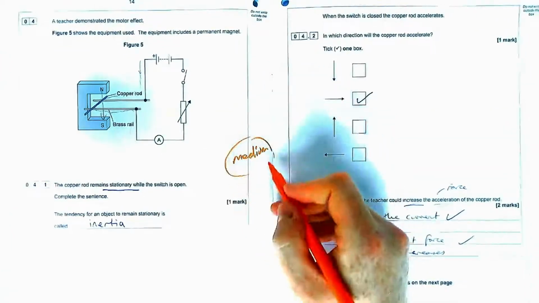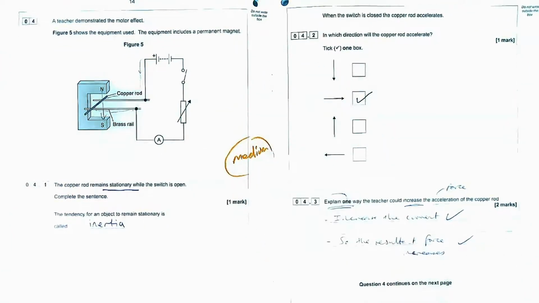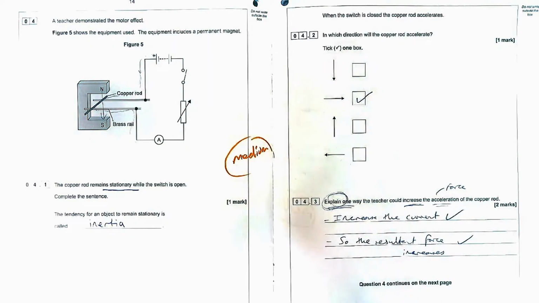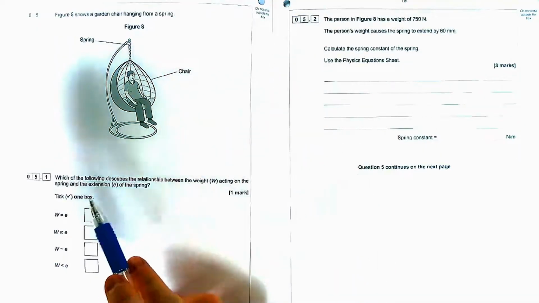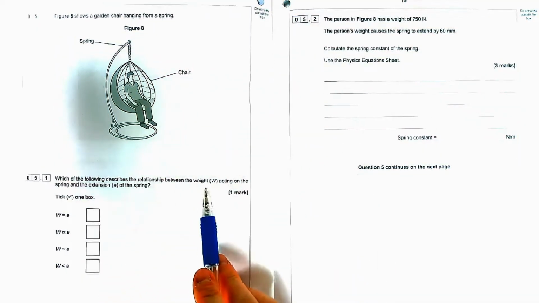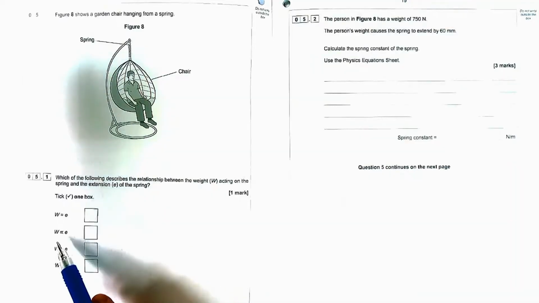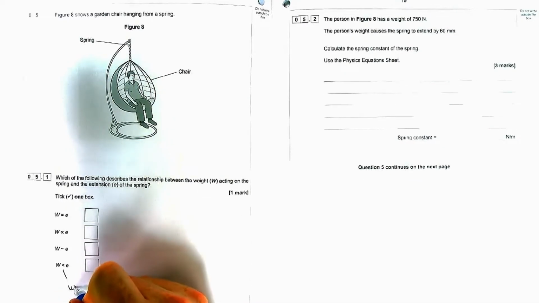Right, moving on to question 5. We got one of these cool garden chairs hanging from outside, and it asked us to describe the relationship between weight and extension. Now we need to know what these symbols mean, okay? It's one of those things, it is on your specification. We should know this means less than, this is obviously equal to, this means proportional, and the little squiggly lines means essentially approximate, so approximated to that, okay?